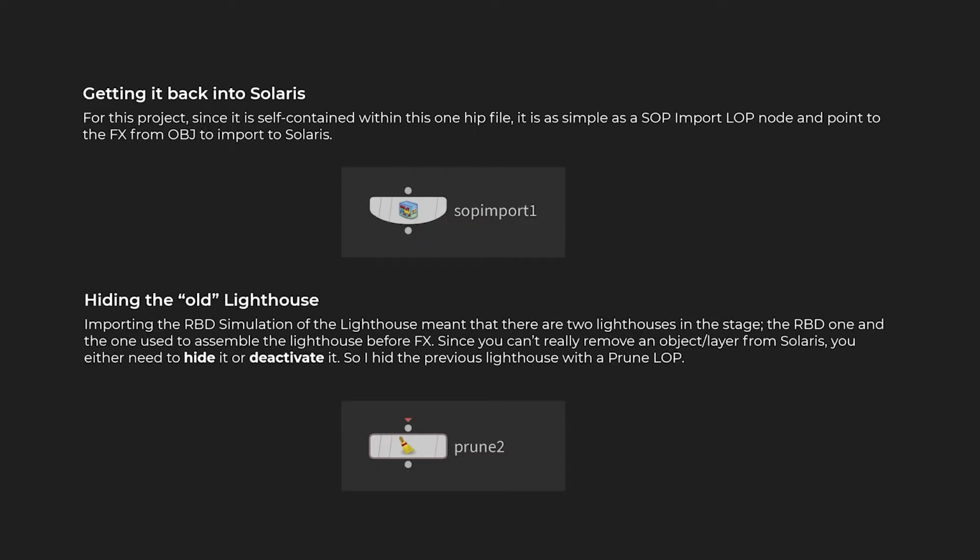And once the effects are all done, all that post-processing and stuff like that, I get it back into Solaris using a SOP import LOP. We've used that before, right? And I also had to use a prune because once I bring the effects back into Solaris, there are actually two lighthouses. One is the one we use for layout and all that, and the new one, which is already fractured and simulated and stuff like that.